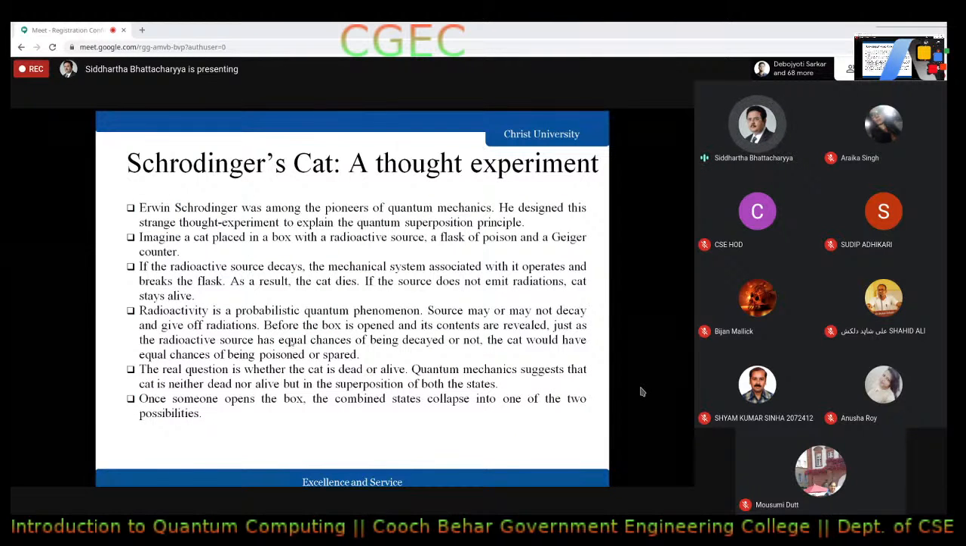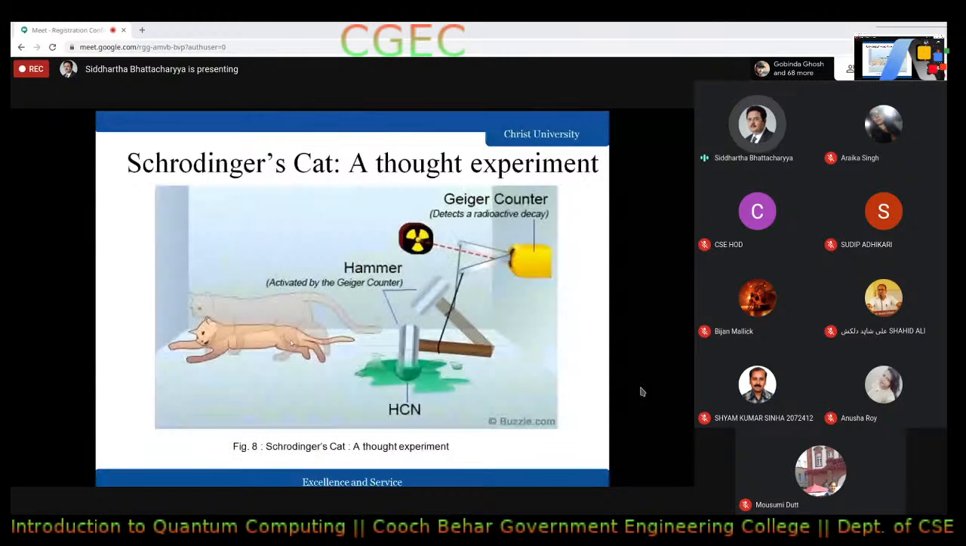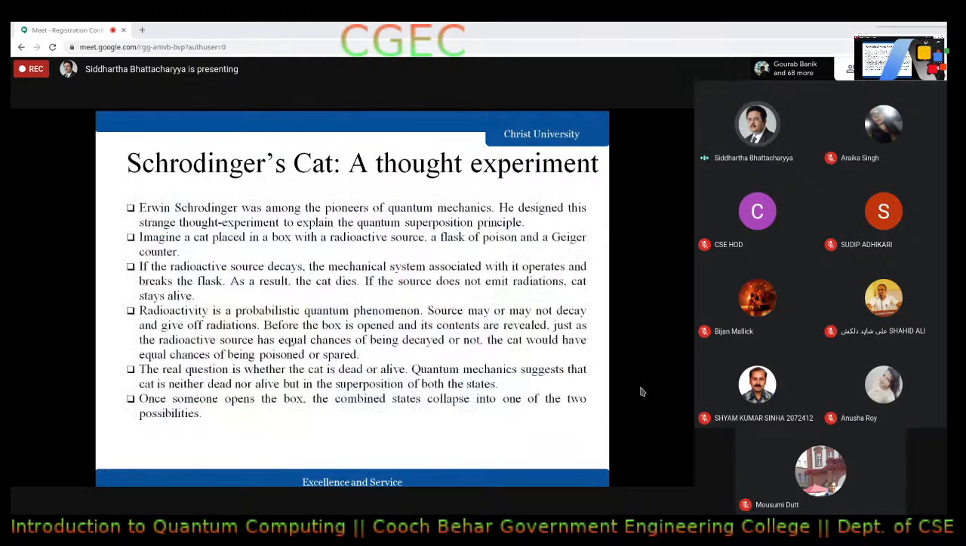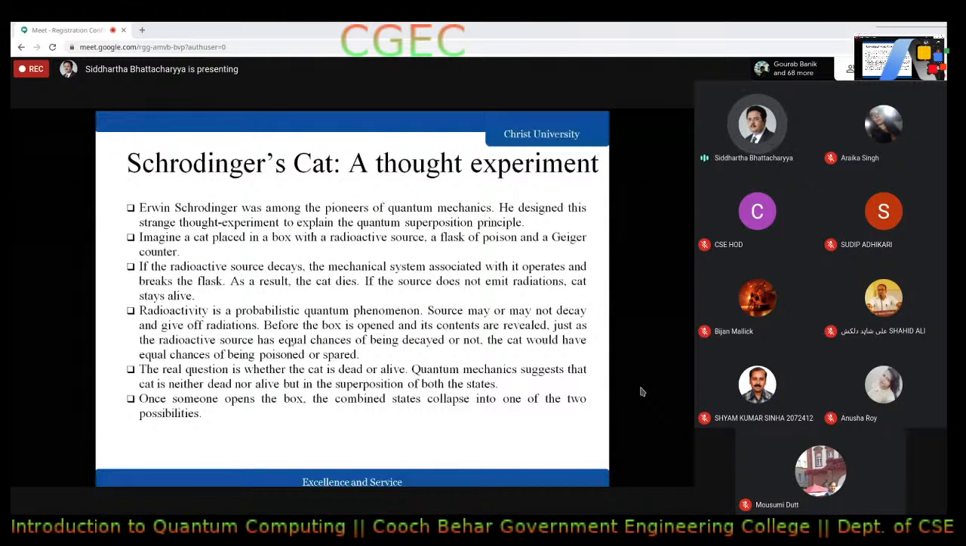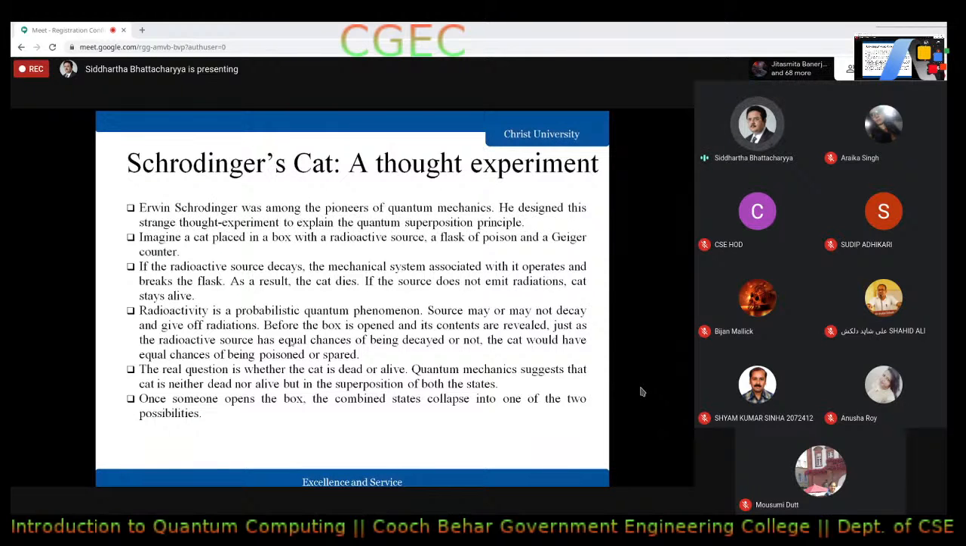So at any point of time, without having any knowledge regarding the half-life and all these things, whether the radioactive material has decayed or not, if you just open the chamber, what will you see? Either the cat will be dead or the cat will be alive, isn't it? But what about the other times when you are not observing? The cat is there, the radioactive material is there, it is decaying or not, you do not know, and there is also a flask of poison, which can be broken at any time, depending on the decay rate of the radioactive material.